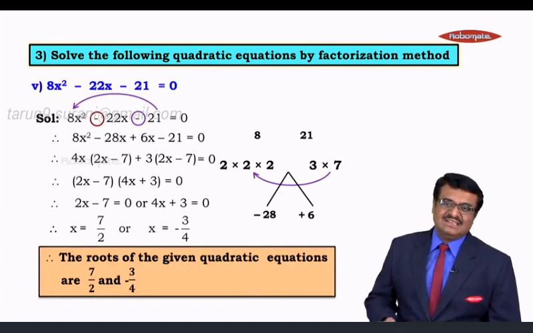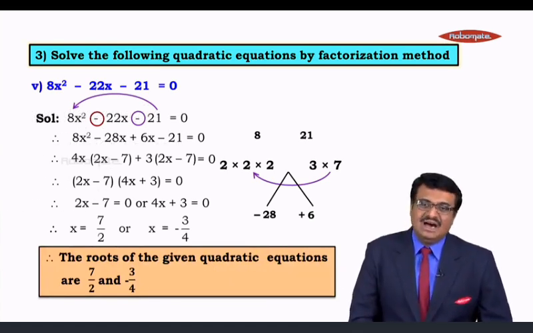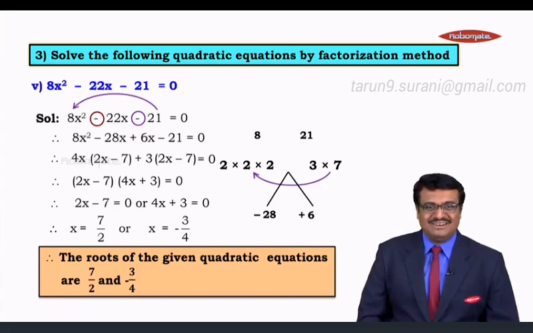Then we can write the final answer. The roots of the given quadratic equation are 7 upon 2 and minus 3 upon 4. Right? Thank you.